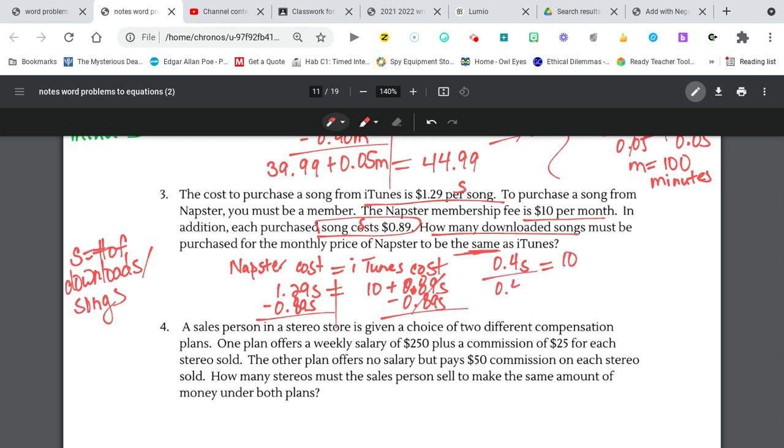We're going to divide both sides by 0.4. Now you can put 0.40, it's the same thing. And how many 0.4s can I get out of 10? It's going to be 10 divided by 0.4, and I get 25. So once I download 25 songs, it doesn't matter whether I have a Napster membership or an iTunes membership because I'm going to pay the same thing.